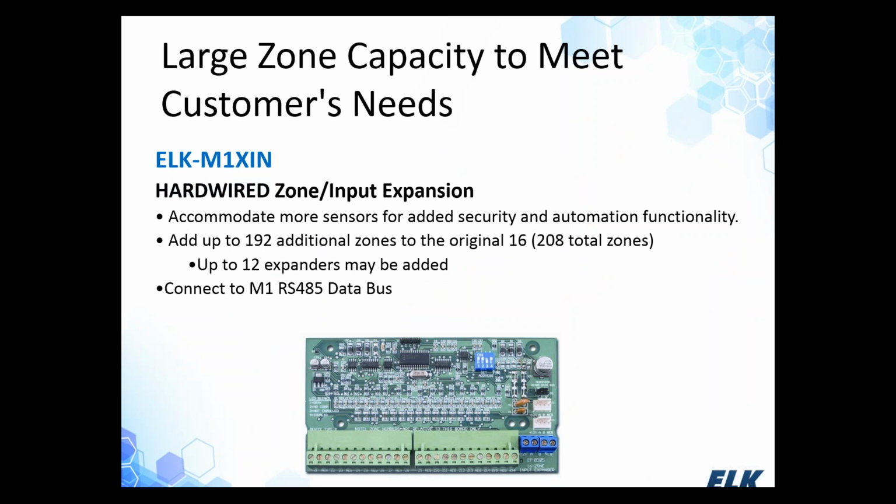Now, being we're talking about commercial applications here, obviously you may need additional zones, and we offer zone expanders. This is the M1XIN. This is a hardwired 16-zone input expander. You can have up to 12 of these on the data bus. Each one would have its own unique starting address. Now they can be remotely located from the M1. They don't have to be right there at the control, so if it makes more sense to home run your zones to maybe a junction subpanel, you can have the M1XIN located within that subpanel.